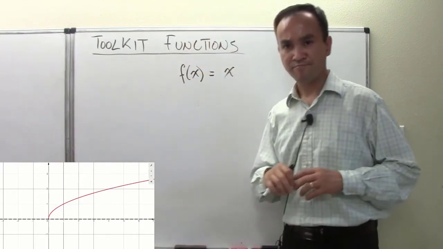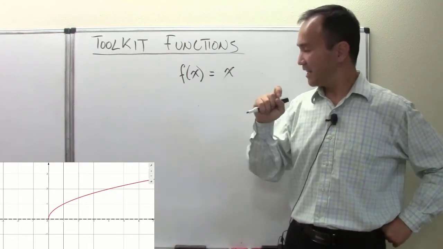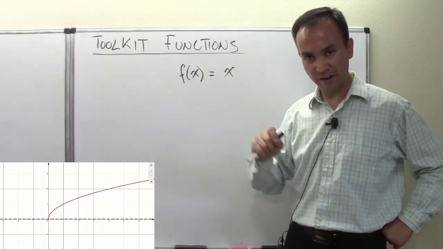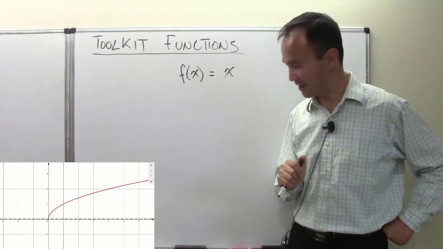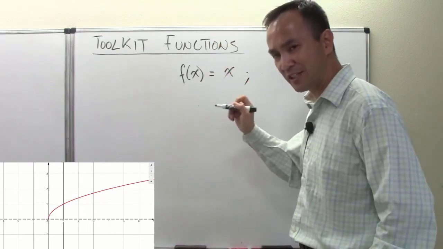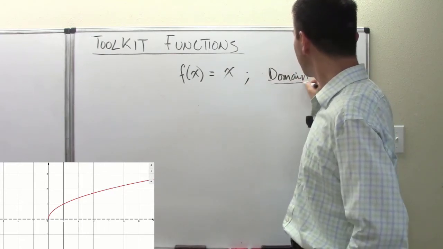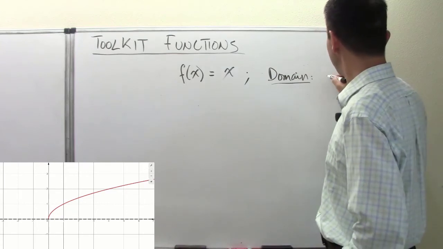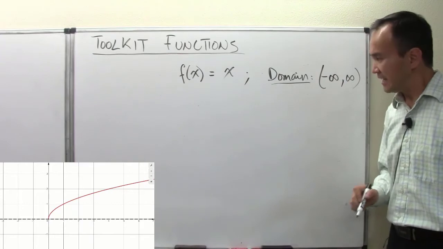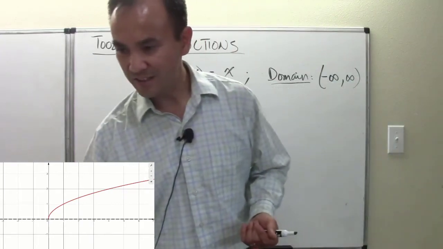I also discovered the domain for this toolkit function from the graph in the earlier part of the video lecture. But now this time let's try to identify the range here. We already knew the domain of this toolkit function is anywhere from -infinity to infinity, and this is called an identity function.